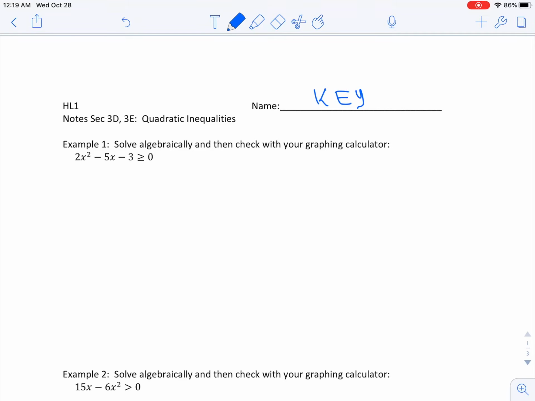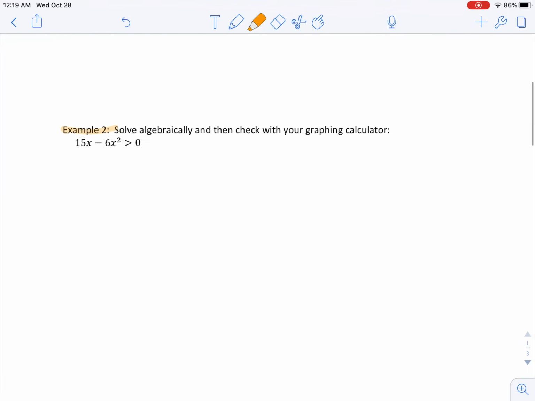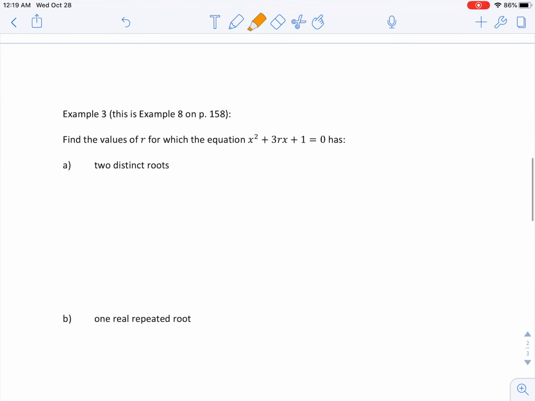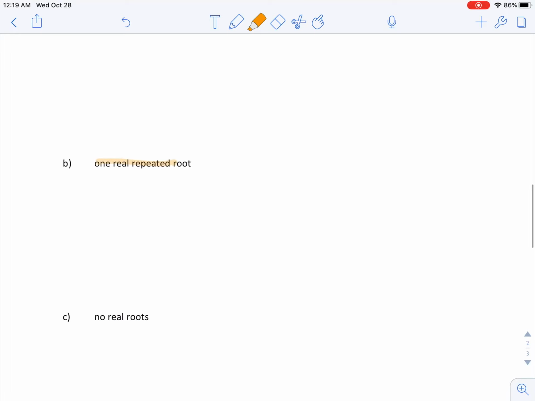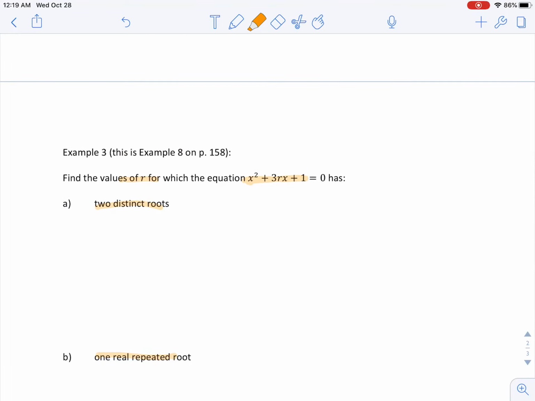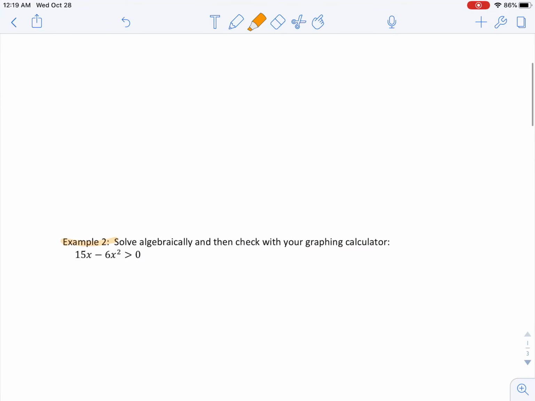In this series of 3 videos, we're going to be looking at the topic of quadratic inequalities. And so we're going to have 2 examples that have to do with that. And then after we've done that, we're going to go back and revisit a problem that has to do with the discriminant, where we're going to have an equation, and we're supposed to try to figure out the value of r that gives us 2 distinct roots, 1 real repeated root, and no real roots. And it turns out that this is going to involve solving a quadratic inequality.